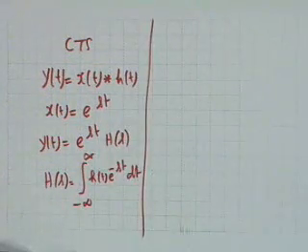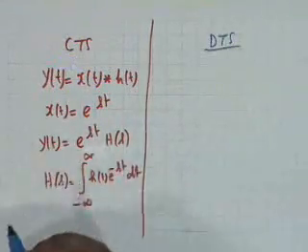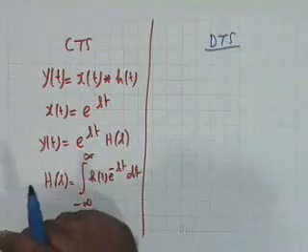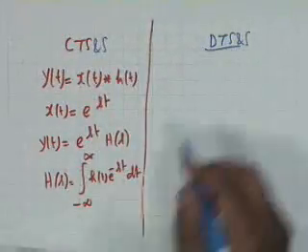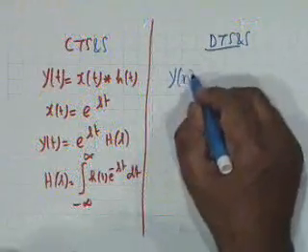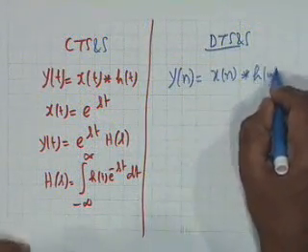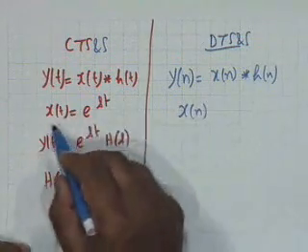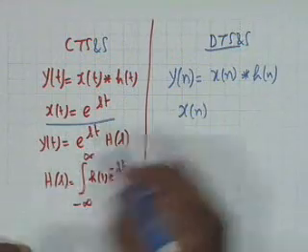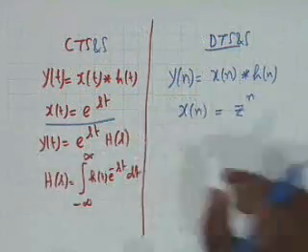Let us see what these relations give in the case of discrete time signals and systems. Our y of n, the output here, is x of n star h of n, and if x of n, in similarity with an exponential signal, is, let's say, z to the n, well, z can be put as e to the power some other constant.